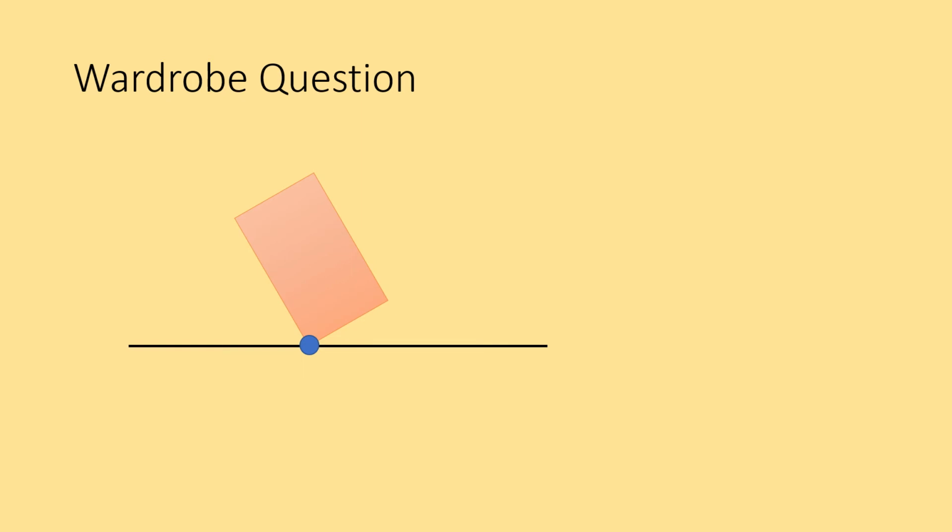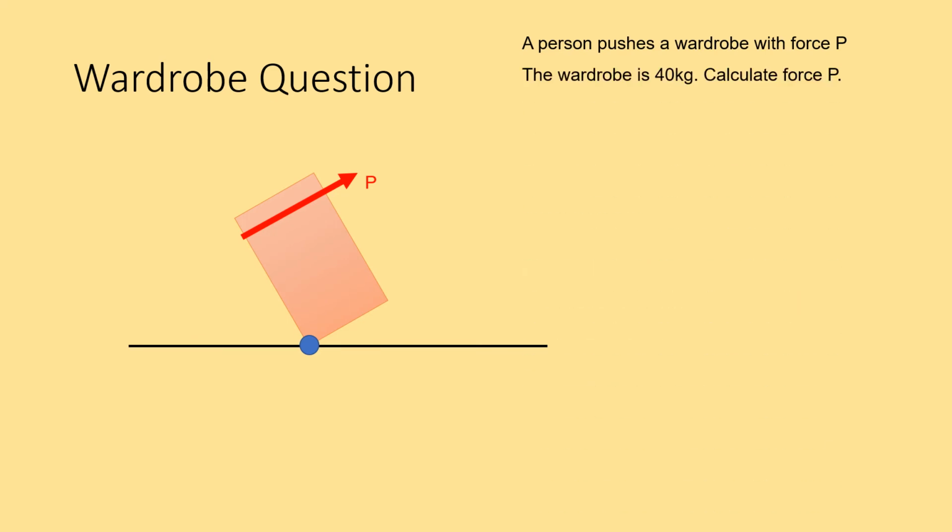Right, let's look at a wardrobe that is on a pivot. So we're going to be pushing a wardrobe with force P. We're pushing that in this direction. The wardrobe is 40 kilograms. Calculate force P. Now you'll be given some more dimensions. So for example, the height of the wardrobe is 1.6 meters.